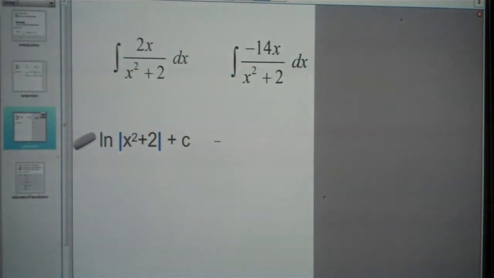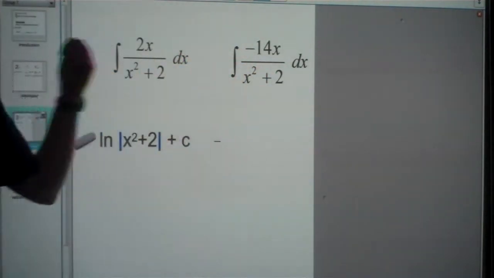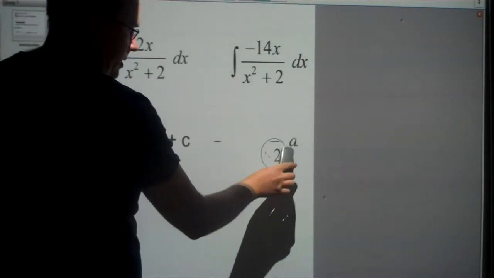This time, differential of x squared is 2x. Notice it's the same question on the denominator, so I got 2x. Now, the problem I got at the top is I got negative 14x, so I want it to be 2x.